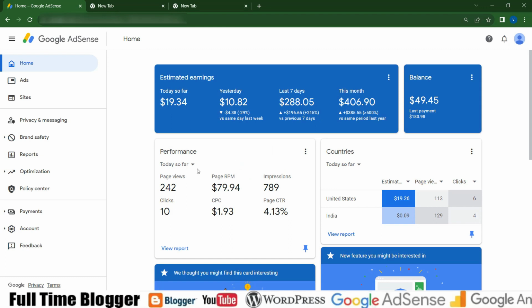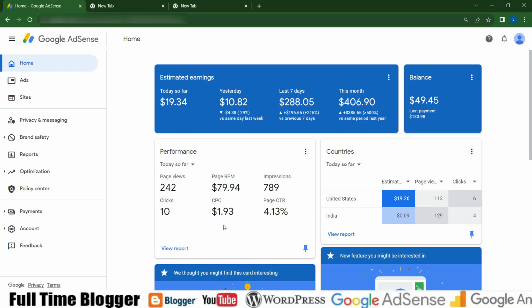and now you can see my page views. I have only 242 page views today, and I have RPM. You can see my RPM is $49, $79, and here you can see my CTR. My CTR is very low, and the lower your CTR, the safer your AdSense. And the most important thing is CPC. You can see my CPC.